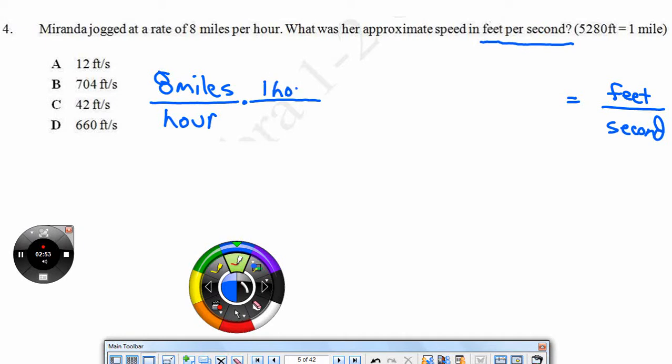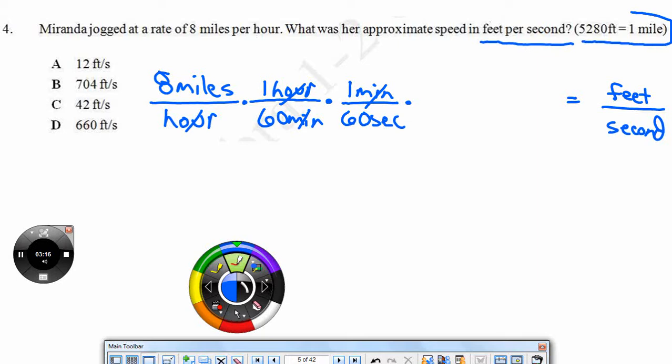So 1 hour is the same thing as 60 minutes. The hours will cancel out, but it's still not good enough, so we multiply by another conversion: 1 minute over 60 seconds. The minutes will cancel out, so we're in good shape for the seconds. Then we use this conversion for the miles and the feet. So let's put 1 mile on the bottom, 5,280 feet on the top, and then just multiply straight across.